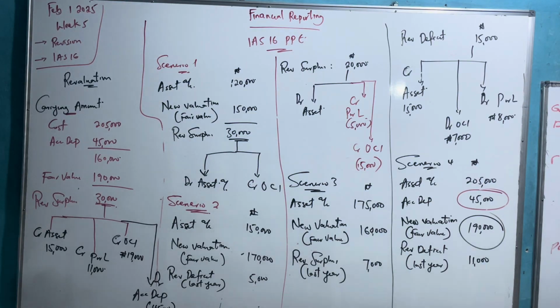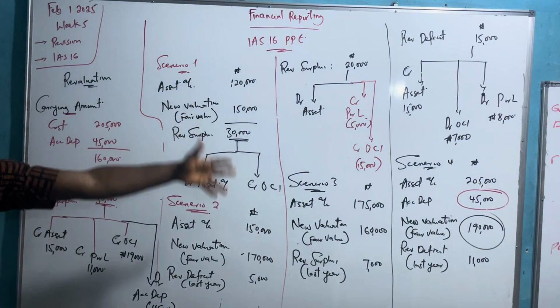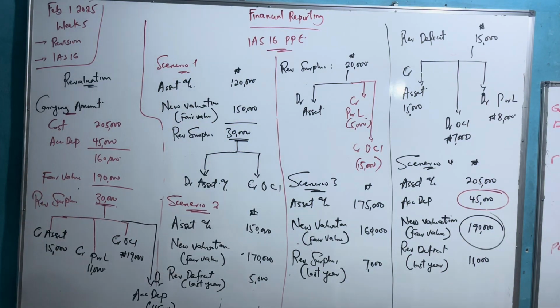If you want to know how we got this 19,000: this is the surplus, 30,000, and the 11,000 is the previous deficit. Any excess above this 11,000, which is 30 minus 11, goes to OCI. The remaining out of this 30,000 goes to OCI. That's how we got this 19,000. The excess.